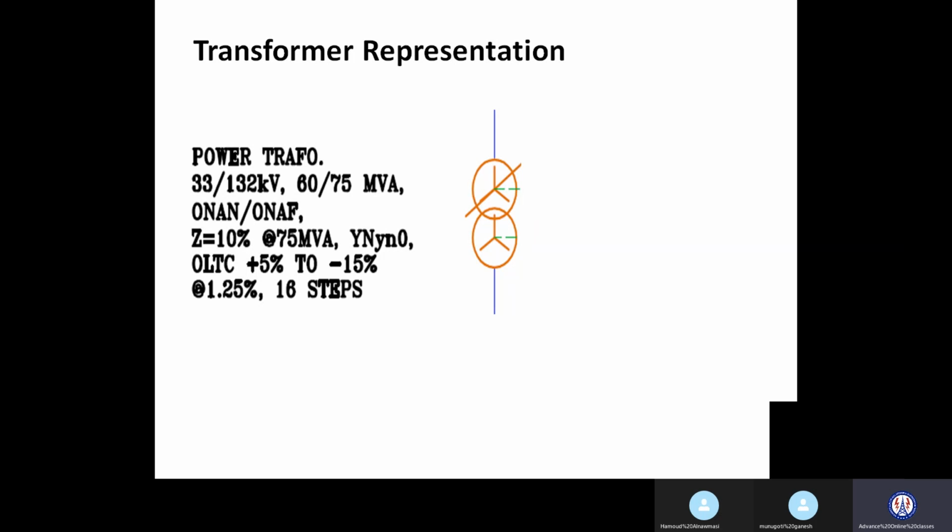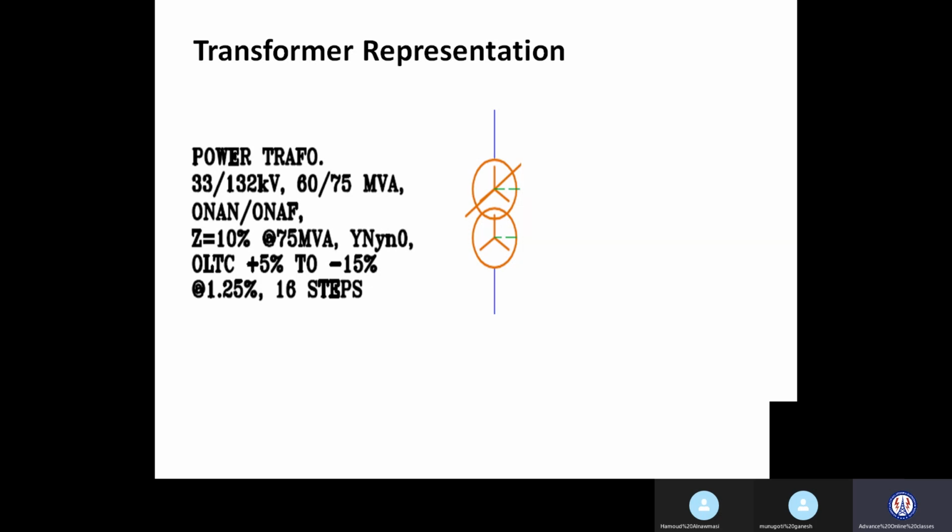Then next, transformer rating 6 MVA to 10 MVA, percentage impedance value 6.25. Then your transformer rating 12 MVA to 25 MVA, percentage impedance value 7%.